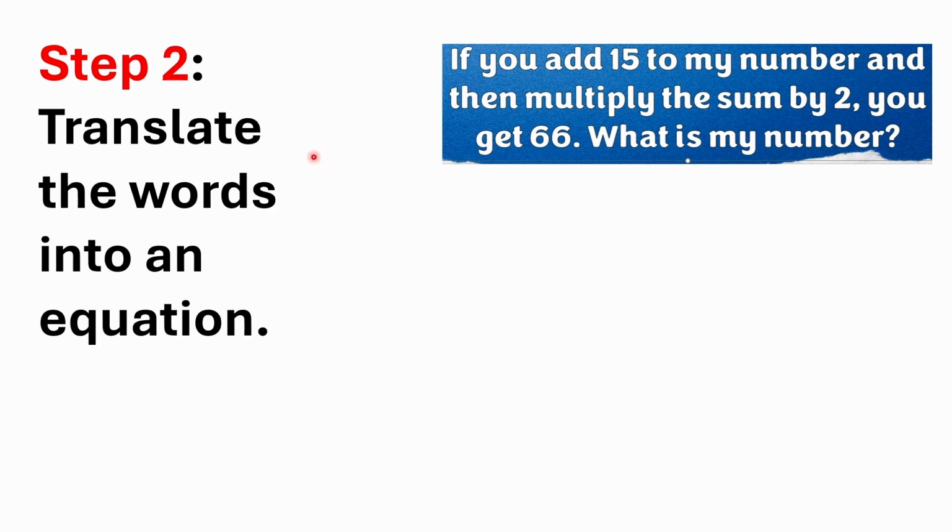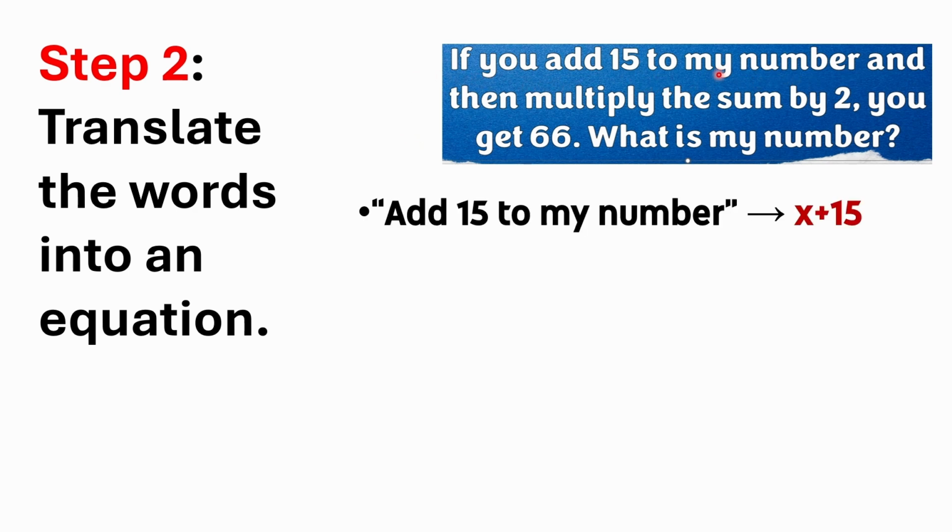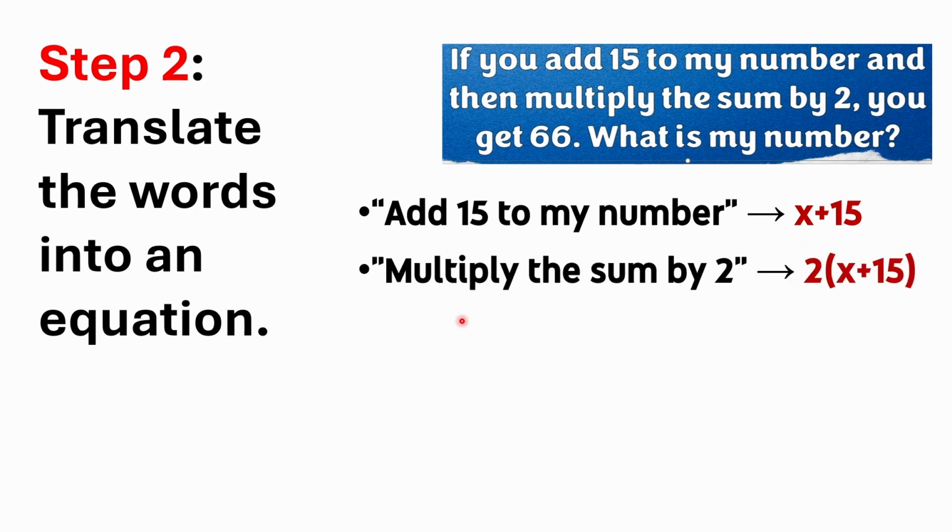For step number 2, we translate the words into an equation. In this problem, my number is x. Therefore, add 15 to my number is x plus 15. Next, multiply the sum by 2. So we multiply x plus 15 by 2. Therefore, we have 2 times (x plus 15).